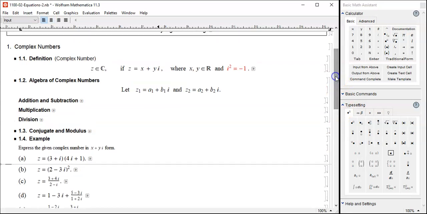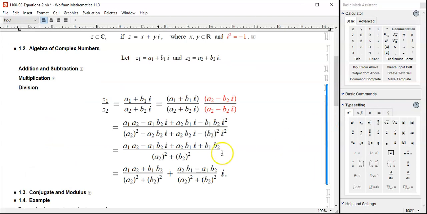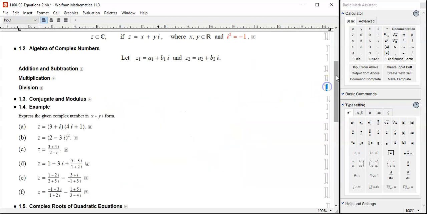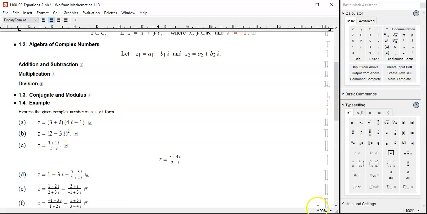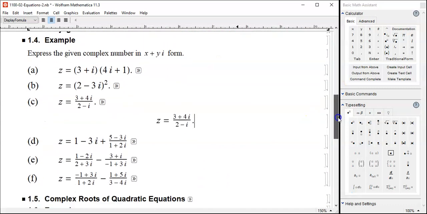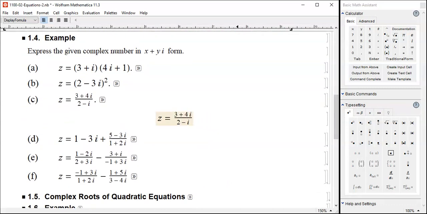And let's go to division. Division is much harder. And here is symbolic computation. Oh, but wow, it's really difficult to follow. There are too many symbols. So instead of going through this, let's work out a concrete problem. Let's do this. We have a fraction here, so let's increase the font so that we can read this better. Okay, how do we work this one out?